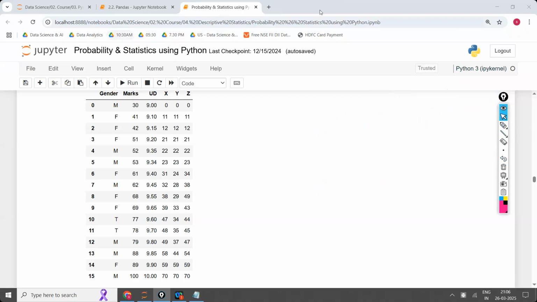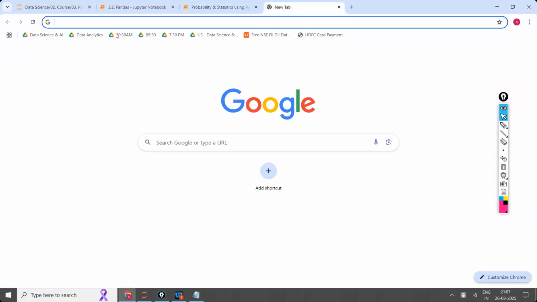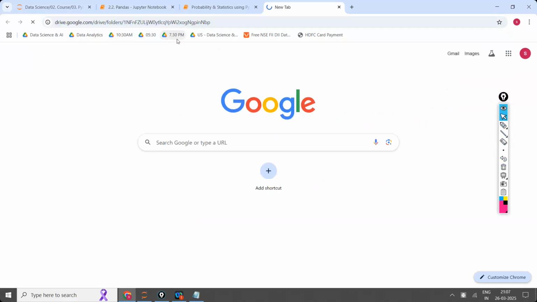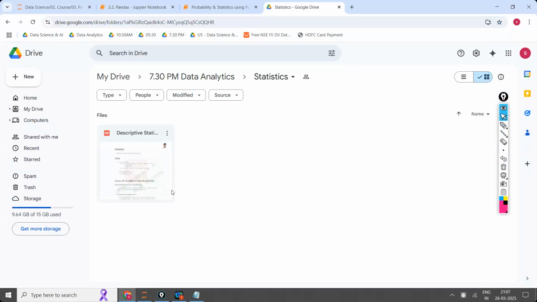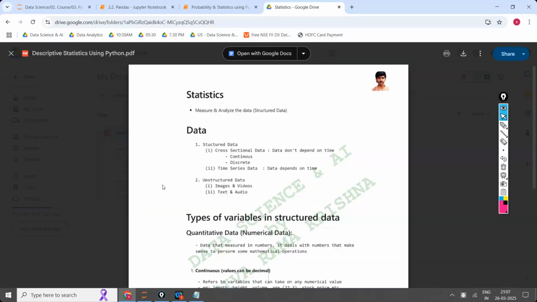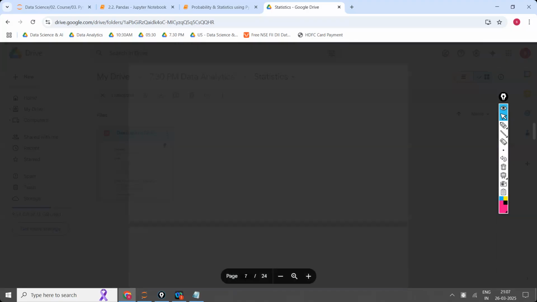Now coming to the next one, already we have shared the notes for you. Open your Google Drive. In the Google Drive, there is statistics. Inside that, notes is available. Today's notes is also included. Not only today, tomorrow's notes also included. Just you have to scroll up. Notes is available.